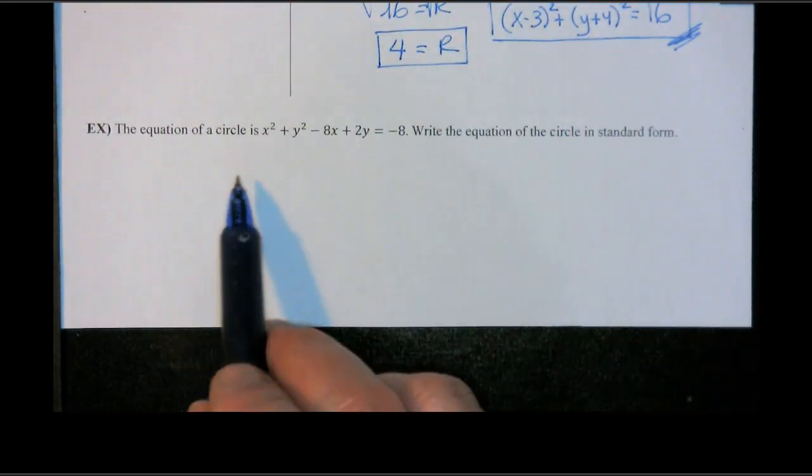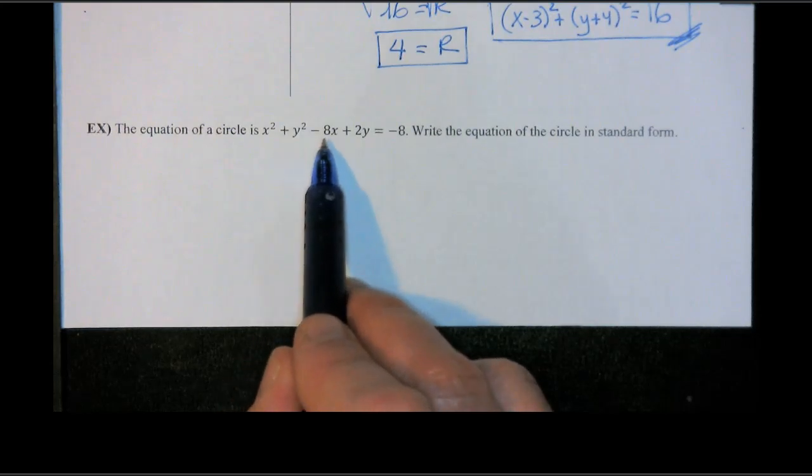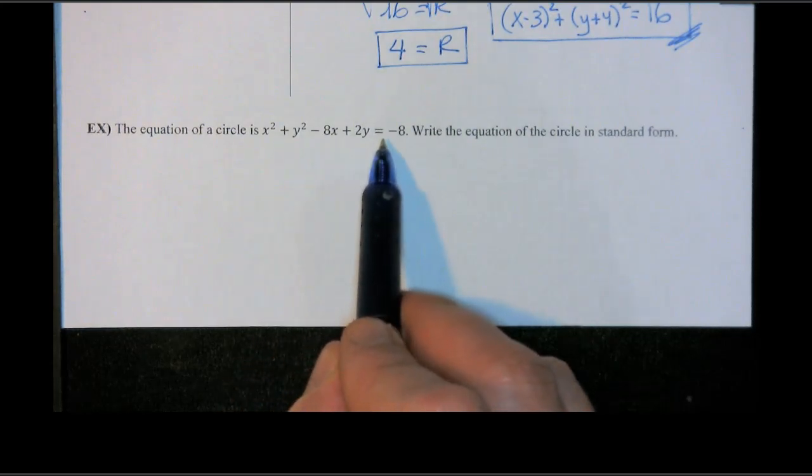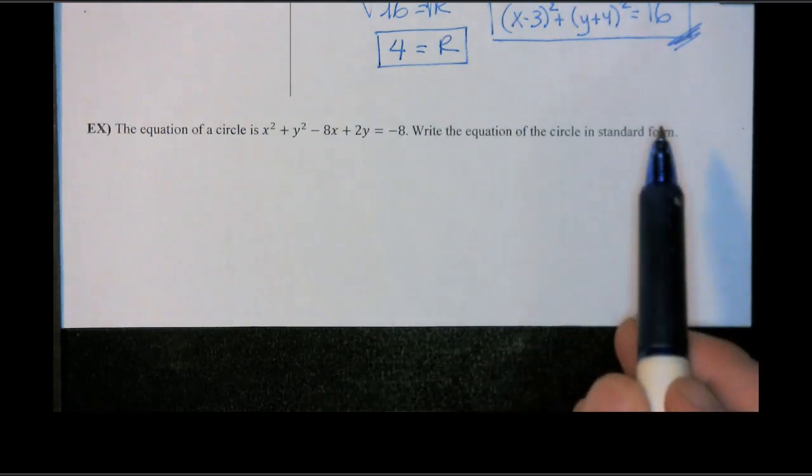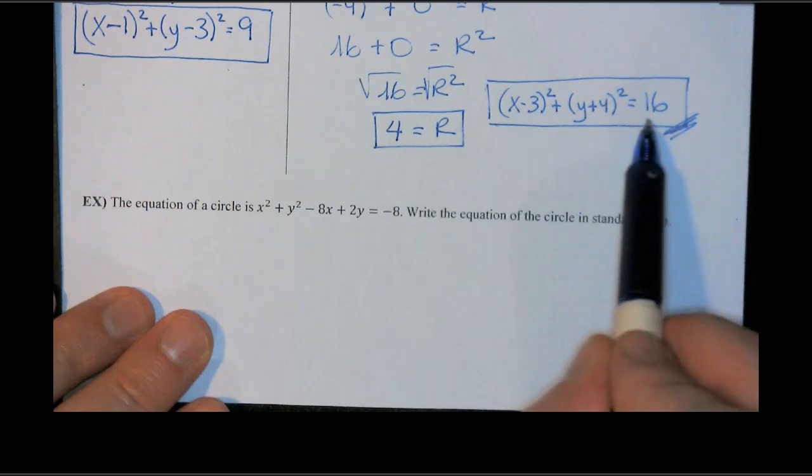Suppose I have the equation of a circle: x squared plus y squared minus 8x plus 2y equals -8. Write the equation of the circle in standard form. Standard form basically is this format.